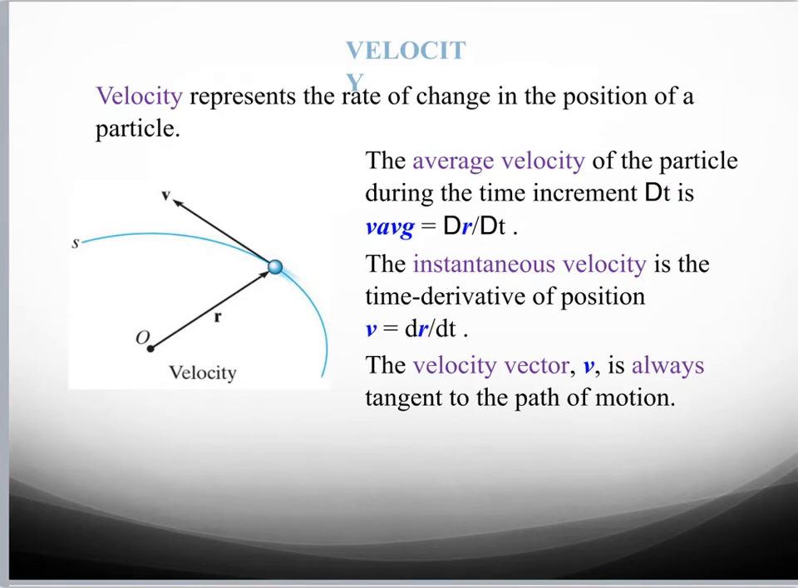And then, of course, if we want to allow the time interval to go to 0, we have the instantaneous velocity, which is the derivative of r with respect to time. And these should be all deltas.